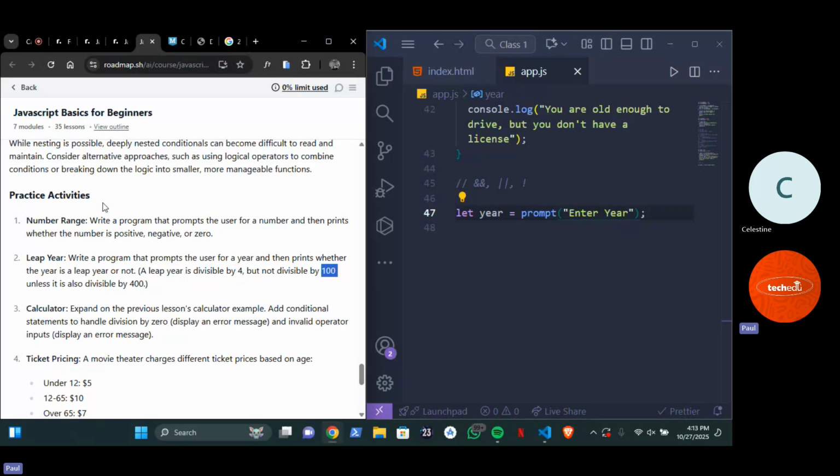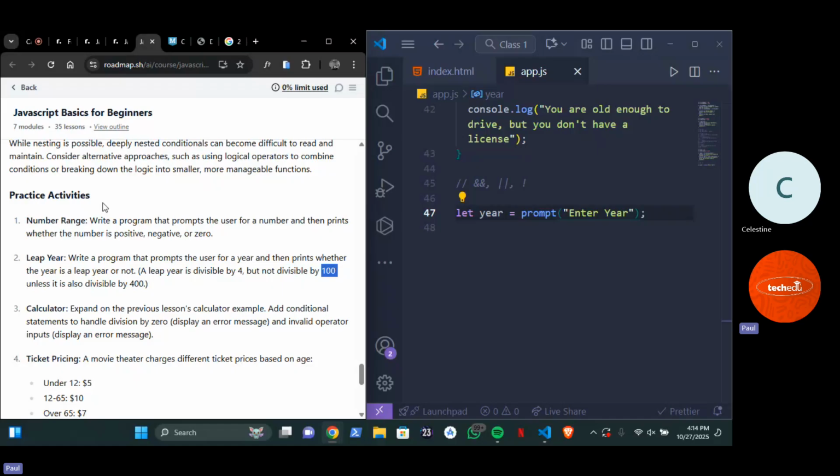Can you divide 2000 by 400? Good. That means you can also divide 2000 by what? 100. Can you divide 2012 by 400? Will it give you a whole number? That's what I'm saying. It will not give you a whole number. That means you can also divide it by what? 100. So anything that you divide by 400 that does not give you a whole number, you can also divide it by what? 100. That's what this thing is saying.